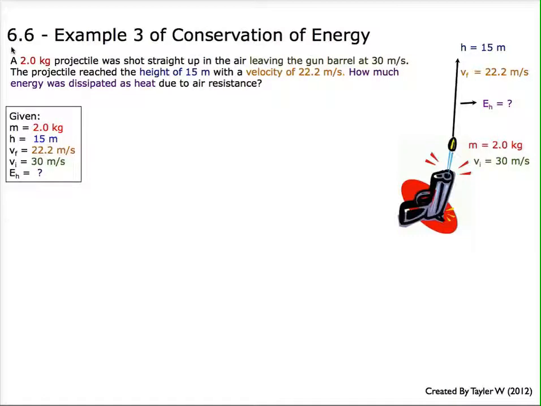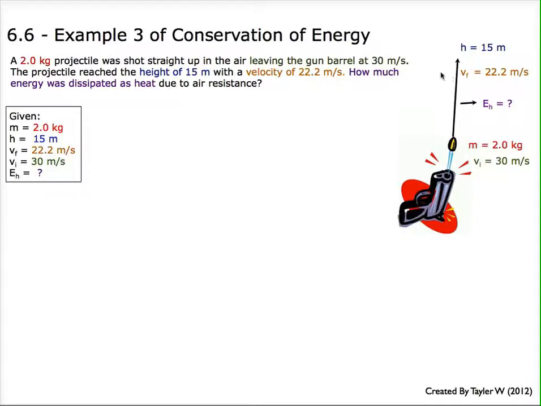6.6. Example 3 of conservation of energy. A 2.0 kilogram projectile was shot straight up in the air, leaving the gun barrel at 30 meters per second. The projectile reached a height of 15 meters with a velocity of 22 meters per second. How much energy was dissipated as heat due to air resistance?